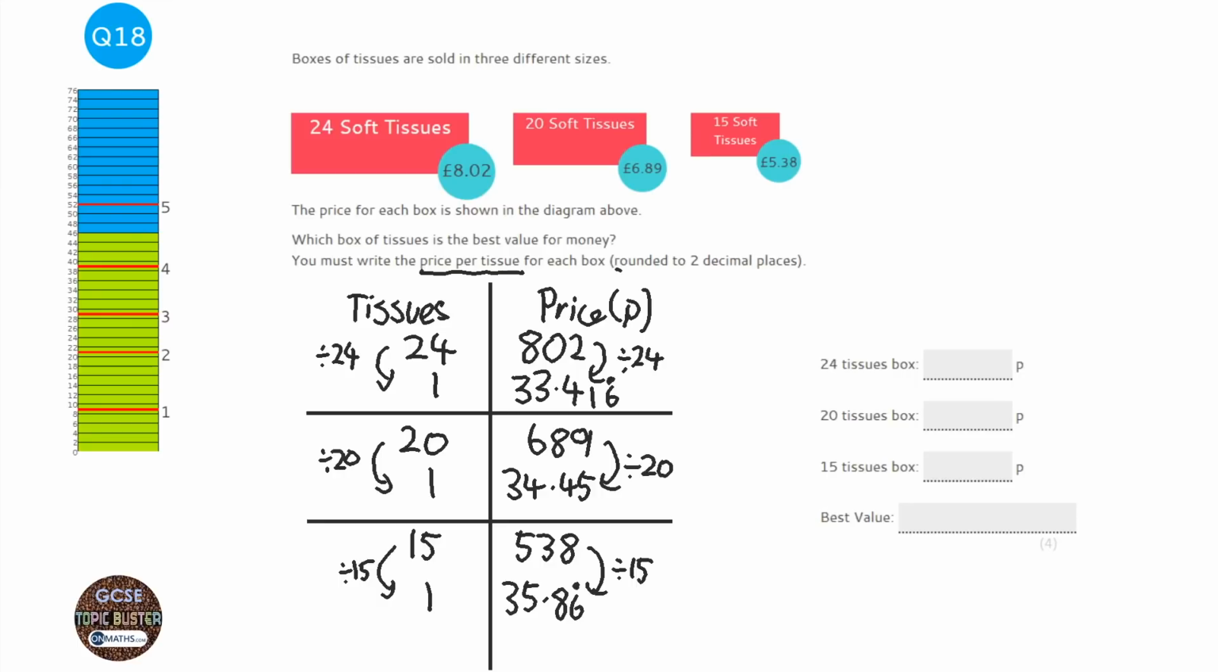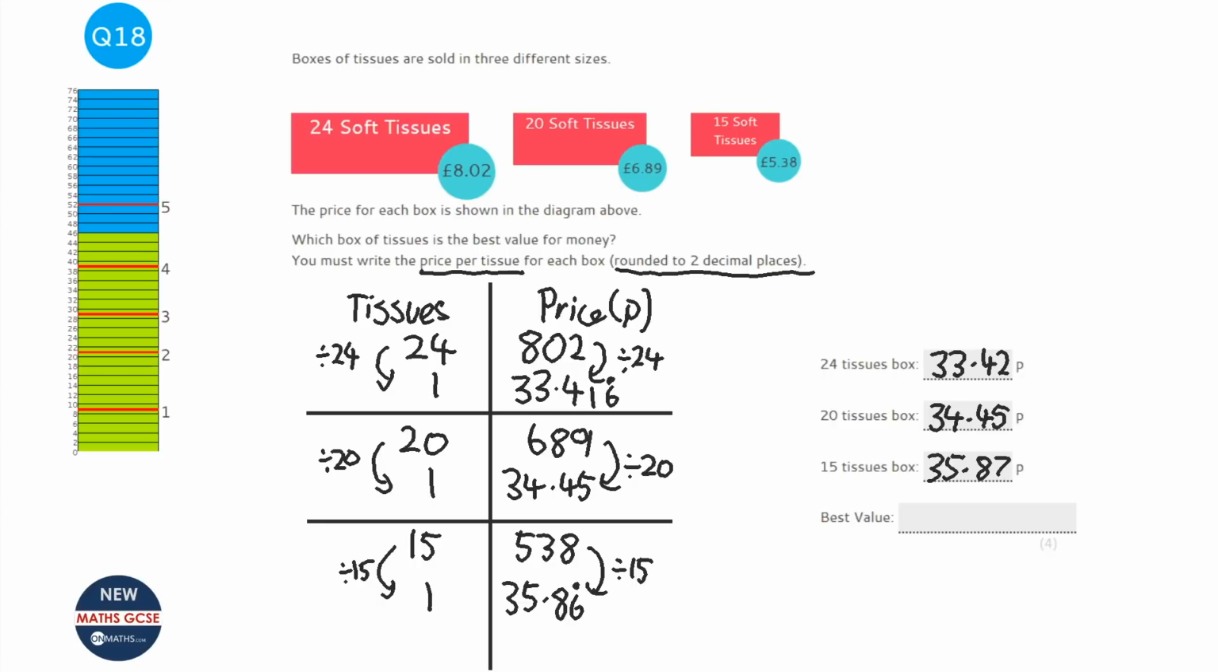Okay, so first of all, let's get the price in. So it says rounded to 2 decimal places. Okay, so this first one is 33.42, because that one moves up. The 20 tissue box is 34.45, and the last one is 35.87, because that 6 would round up.